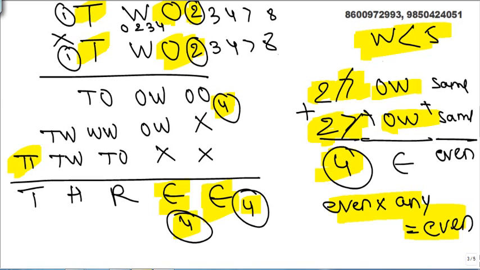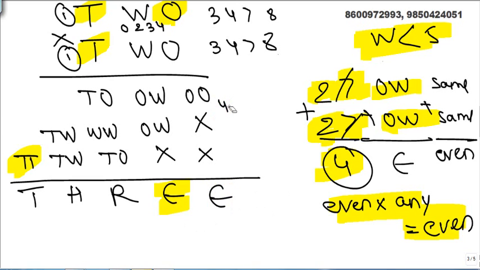Now, 2 into 0 is 0, 2 into 2 is 4, 2 into 3 is 6, 2 into 4 is 8. Nothing can give me 2 plus 2. It's not possible. So what we saw just now is that O cannot be 2. So this part goes. We'll now try O to be 3.